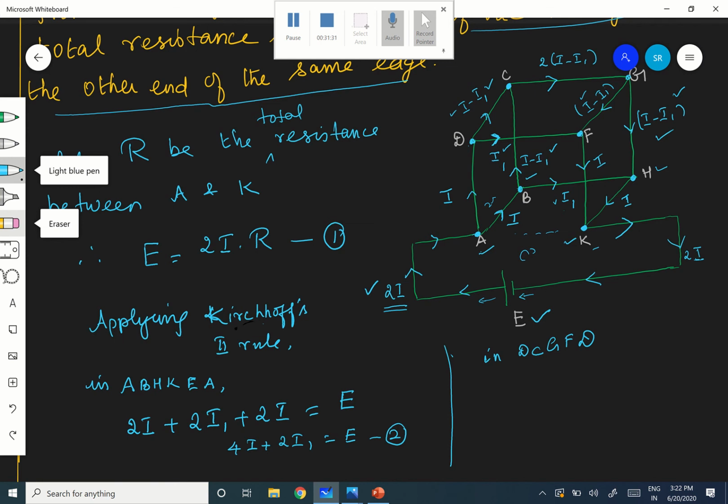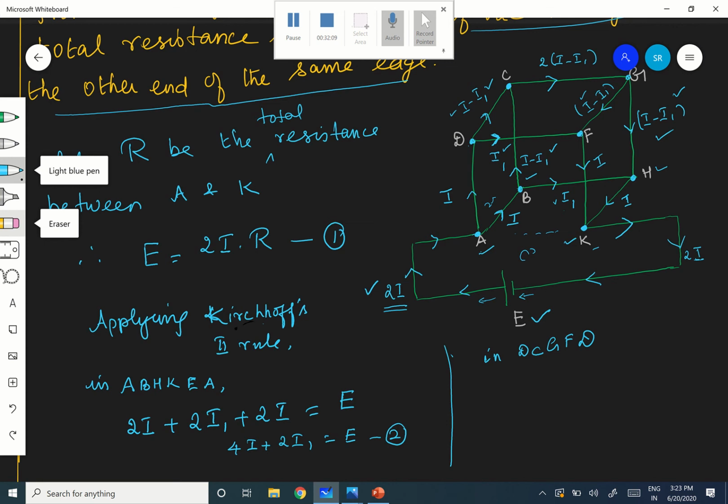What is that, DCGFD I am taking here. Okay, therefore you can take anything, even FGHKF also. Now if you take that one and apply the second rule, along DC, CG and GF the current is in the clockwise direction, but only in DF the current is in the anti-clockwise direction, correct?